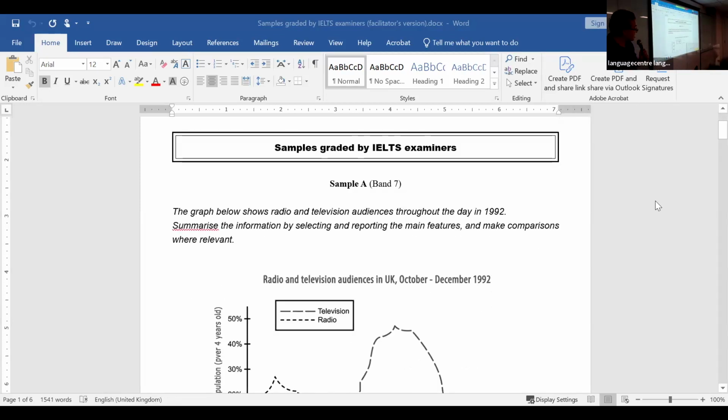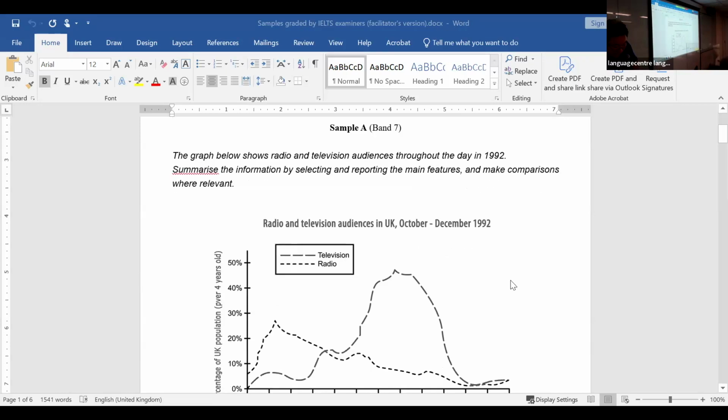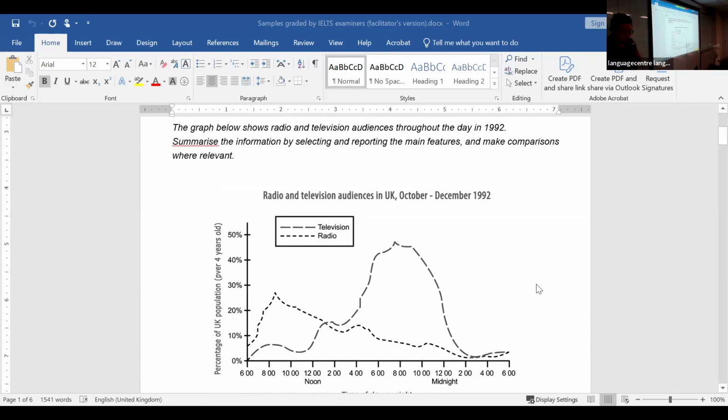Now I'm using this set of handout to show you some samples, including the candidates' writing and also the examiner comments. These materials were taken from the official IELTS materials, so they should be quite reliable. Oh, good. Okay, thank you, Teresa. So this is the sample that I would like to show you.